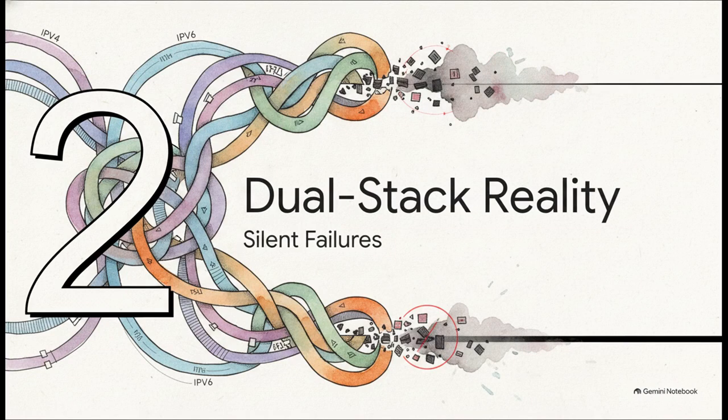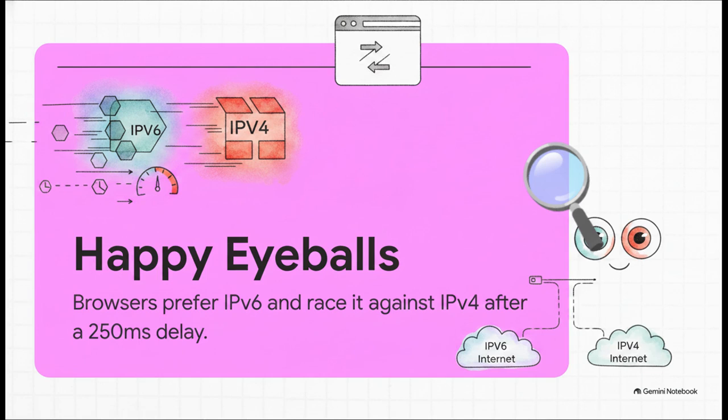Moving on to Chapter 2, the dual-stack reality. This is where we encounter silent failures. Look, let's be real. Most production networks today don't run just one protocol. They run both at the same time. To understand the unique, silent failures that this dual-stack reality introduces, we really need to talk about RFC 8305, also known as happy eyeballs. Here's how it works.